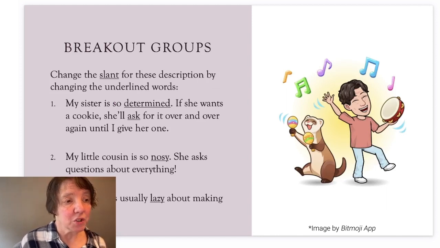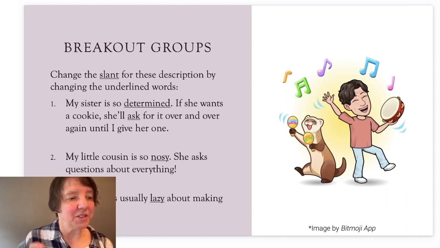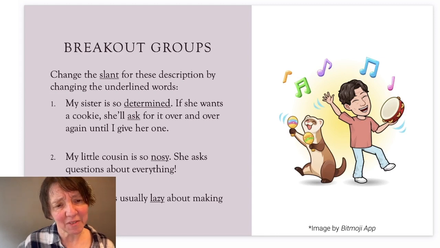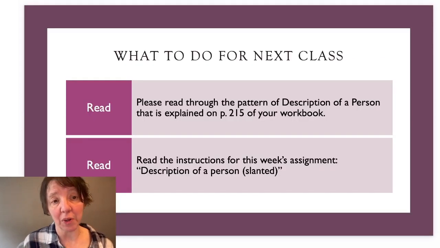So what I want you to do now is to work in breakout groups, which I will create in a minute, and take these three sentences and change the slant for these descriptions by changing the underlined words. So read through each sentence, determine whether or not you think it's a positive, negative, or neutral slant, and then change it so that it has a different slant. And then we'll come back together and I'll see what you came up with. Then I give them a few minutes to do that breakout group, and then we go over it together as a class.